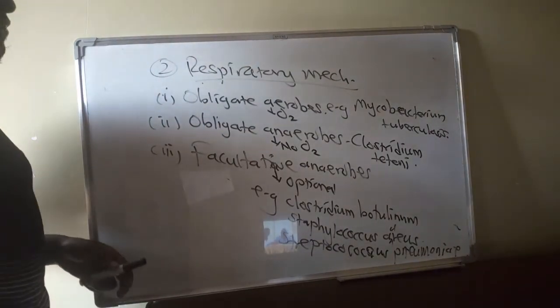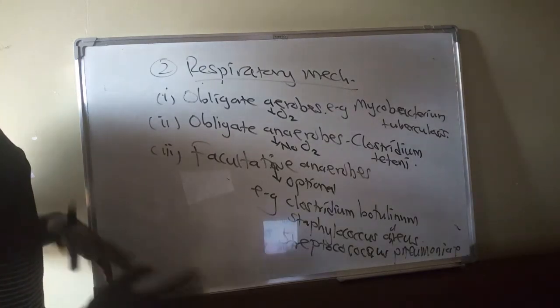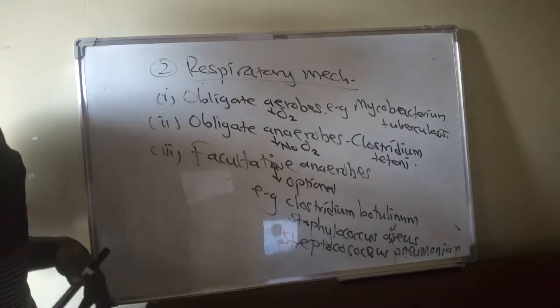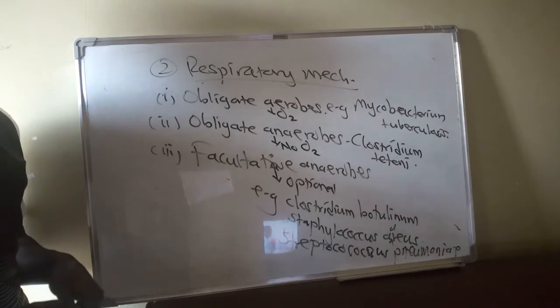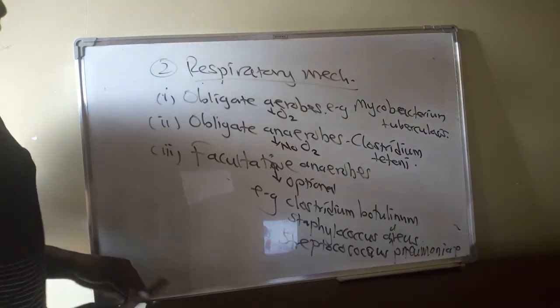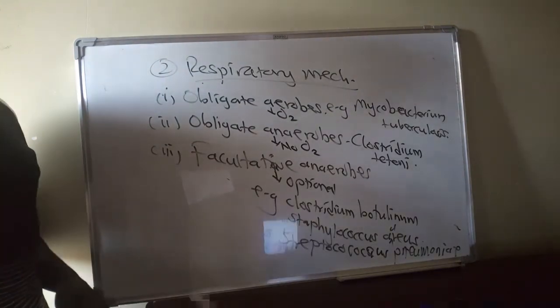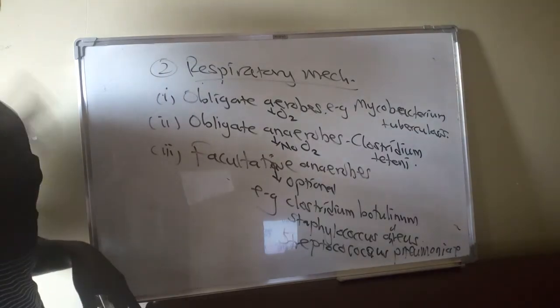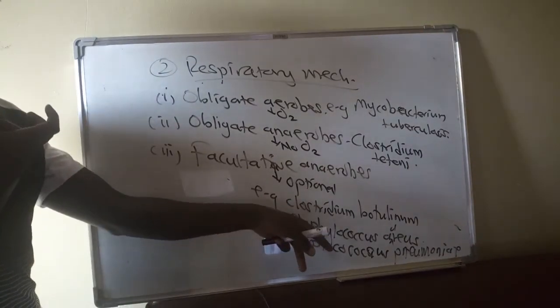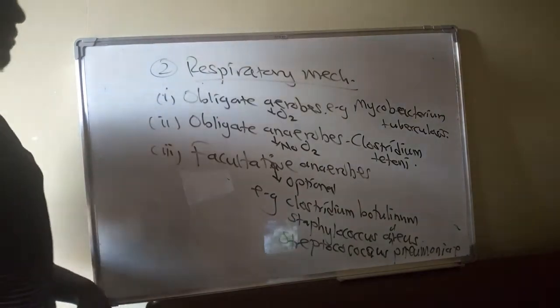Then we have facultative anaerobes. Their life is so optional. However, they are mainly found in the gastrointestinal tract and the respiratory tract, e.g., Staphylococcus aureus, which is found in the upper respiratory tract of mammals.